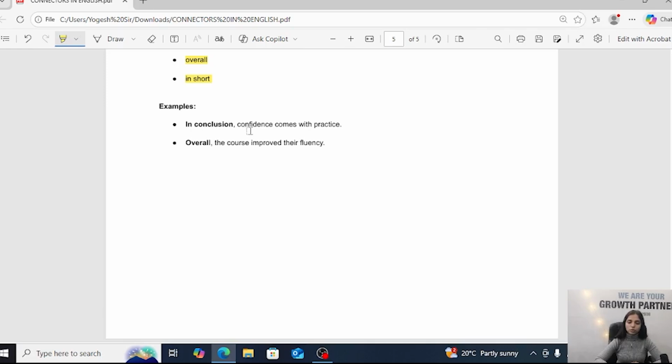In conclusion, confidence comes with practice. Overall, the course improved the fluency. These sentences are complete in themselves also. However, by saying in conclusion or overall, we are completely mentioning that we are going to finish this particular topic here. So this is all for today.